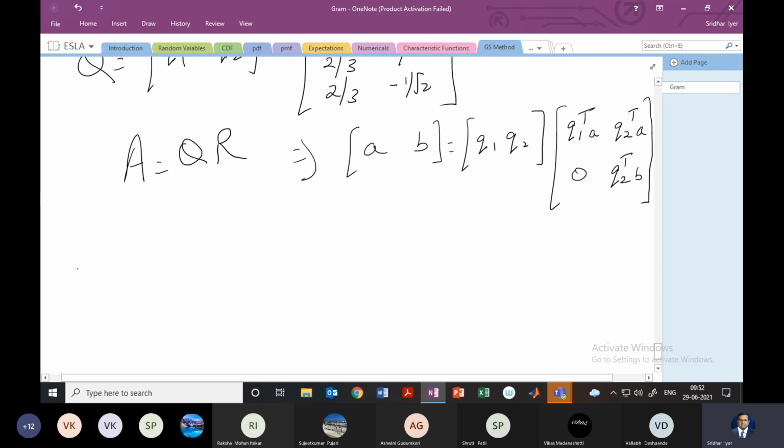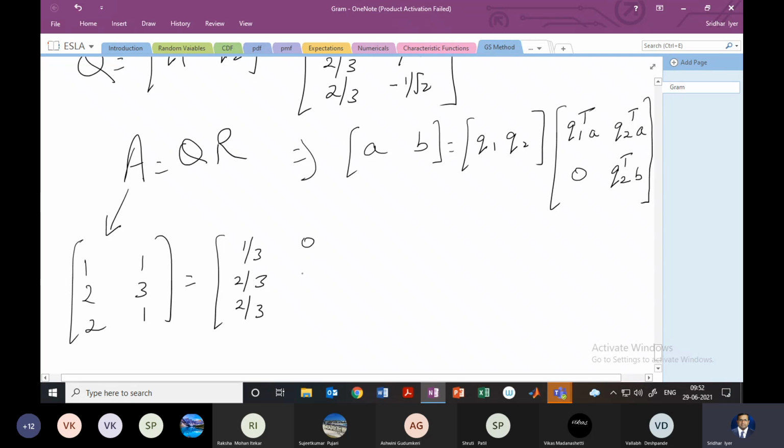So we can write A in the form 1, 2, and 2, 1, 3, 1. That is A equal to Q. So it will be 1 by 3, 2 by 3, 2 by 3, 0, 1 by root 2, negative 1 by root 2. That is Q. And now we need R. So I know one value. Okay. So I need Q1 transpose A.